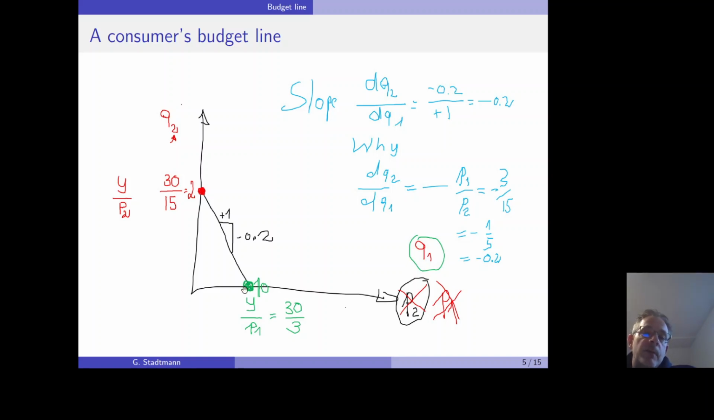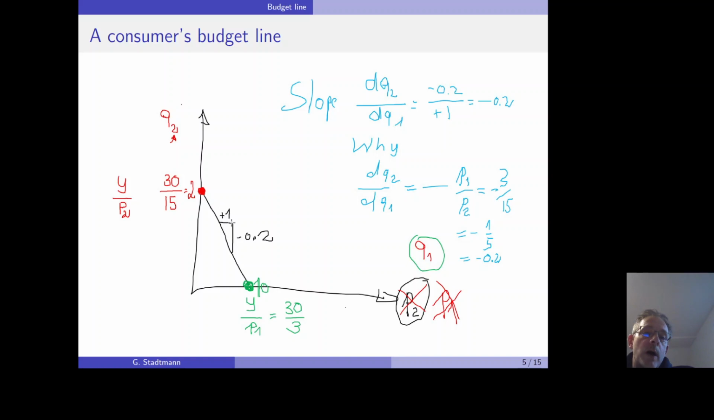The other extreme is when we are consuming none of good 2 at all, so Q2 is equal to 0. How many units of Q1 can we consume? This is given by 30 divided by 3, so the income divided by the price of good 1. And hence we can at most consume 10 units of good 1. What about the slope?